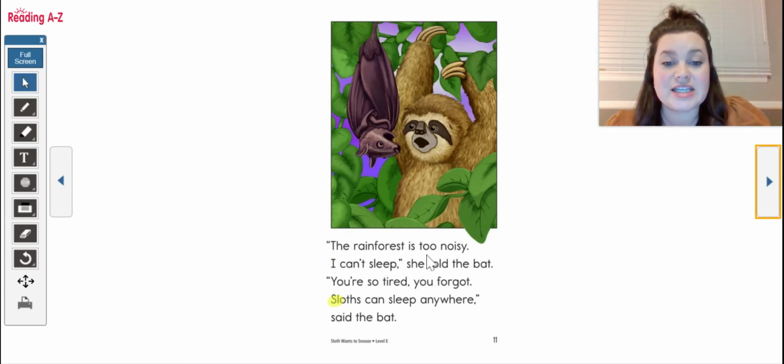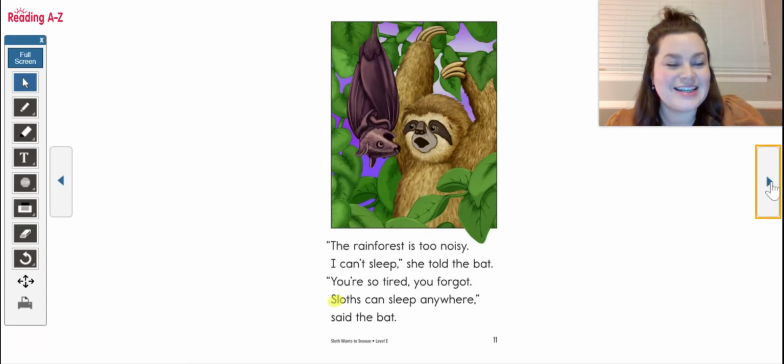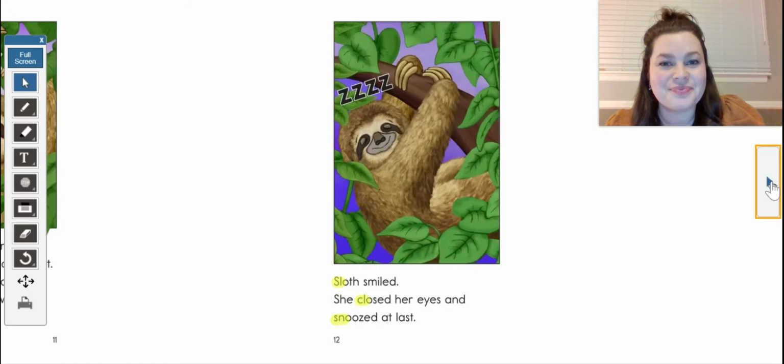The rainforest is too noisy. I can't sleep, she told the bat. You're so tired you forgot. Sloths can sleep anywhere, said the bat. Oh my goodness, what did the bat just tell Sloth? Silly, you forgot. Is he going to help her solve her problem?